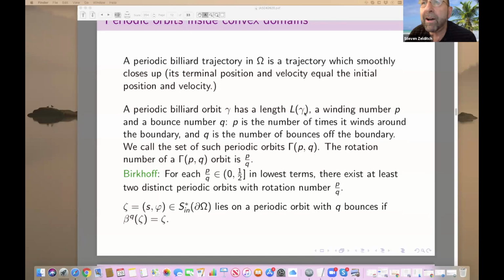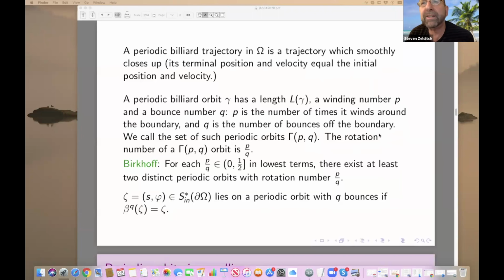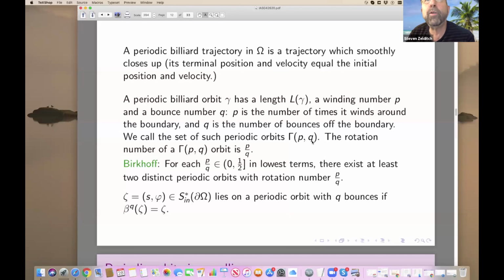As we'll see later on, the length is more or less always a spectral invariant, except for some very important cancellation issue, but it's a spectral invariant. But bounce numbers and winding numbers, in general, are not spectral invariants. If you know the length, we have no idea what the bounce number or winding number is. We're going to use the notation gamma PQ for periodic orbits, with winding number P and bounce number Q. And mainly we're going to look at gamma 1Q, orbits that wind around once and bounce off Q times.